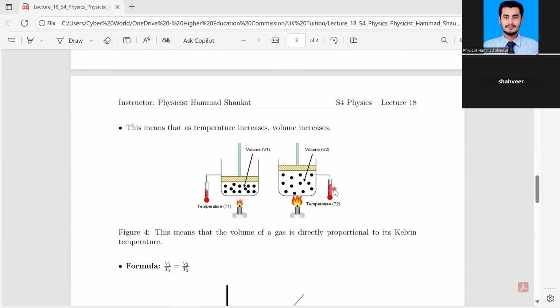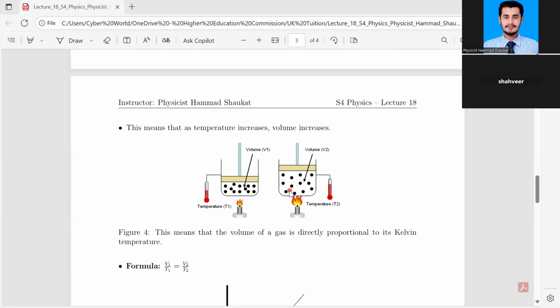So here you can see the illustration from this figure. Can you tell me whether the first volume or the second volume is greater? Is V1 greater or V2? V2. Yes, V2. So V1 volume is less.